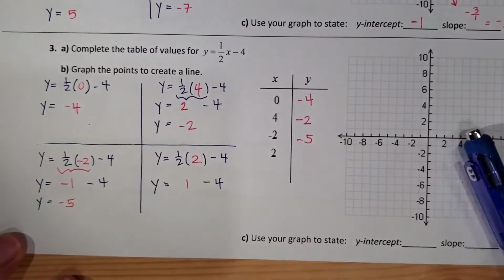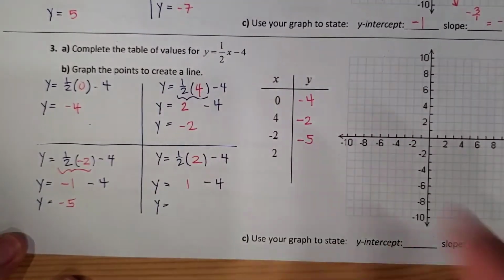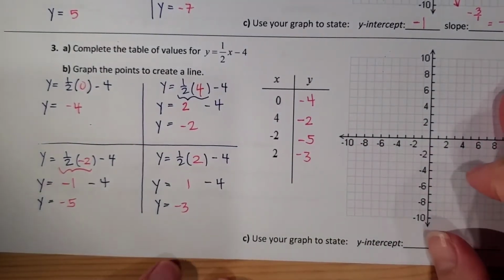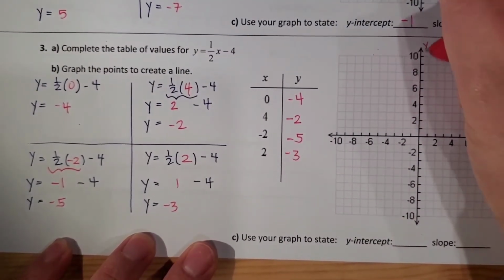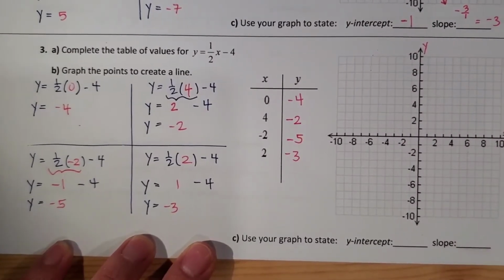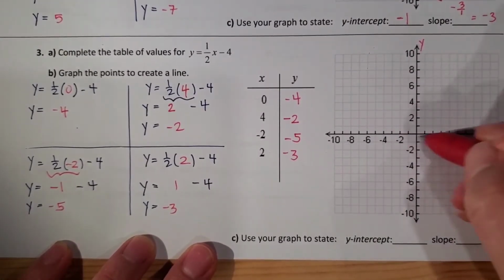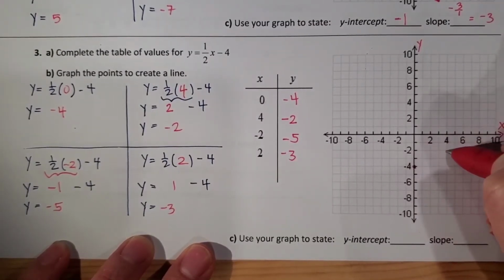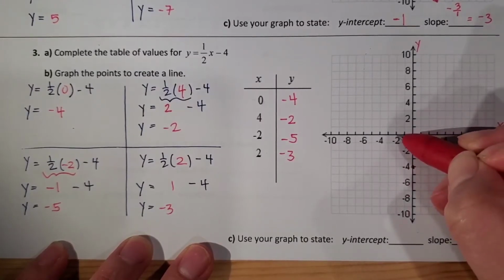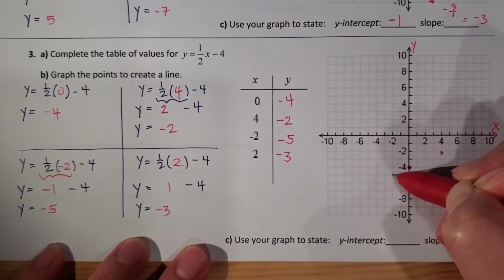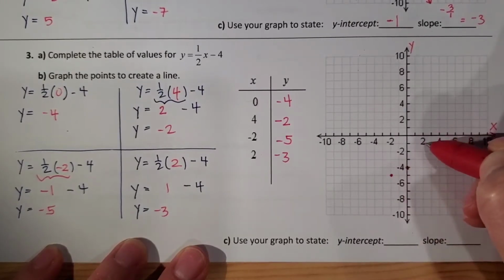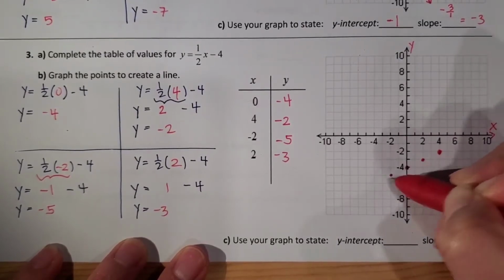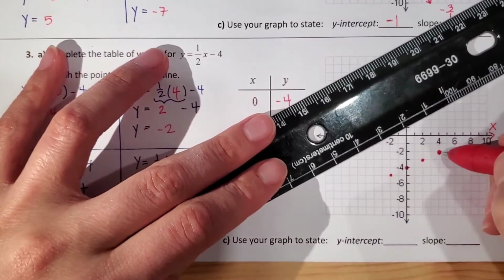And minus 4. So you have y is equal to negative 3. Okay, so let's plot all these on the graph. So we have, again, your y-axis and your x-axis. So you have 0, negative 4, so 0 on the x-axis, negative 4 on the y. Then 4 and negative 2. Negative 2 and negative 5. And 2 and negative 3 right here. Okay, let's connect those dots.